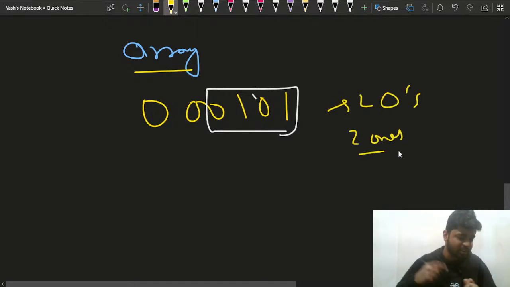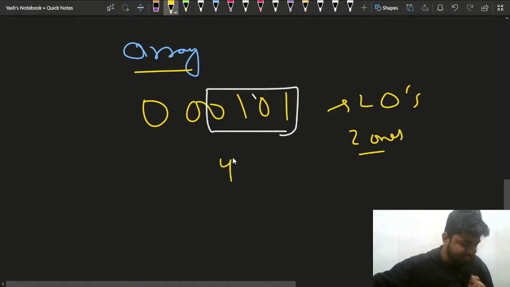So that's why this would be the answer. Total length would be 4, right? Is it clear to everyone else in the chat? Shreya and others, I hope that it's clear to everybody, right? This question, because it's an easy one, right?